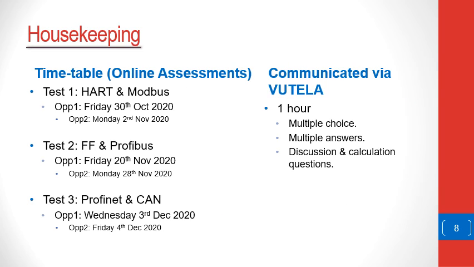As communicated earlier, you are going to have 3 tests, and each test is going to be 1 hour long. The test will have a mixture of multiple choice or multiple answer questions, as well as discussion and calculation questions. The tentative date for test 1, which will cover HART and Modbus, will be on the 30th of October, test 2 will be Friday, the 29th of November, and test 3 will be Wednesday, the 3rd of December.